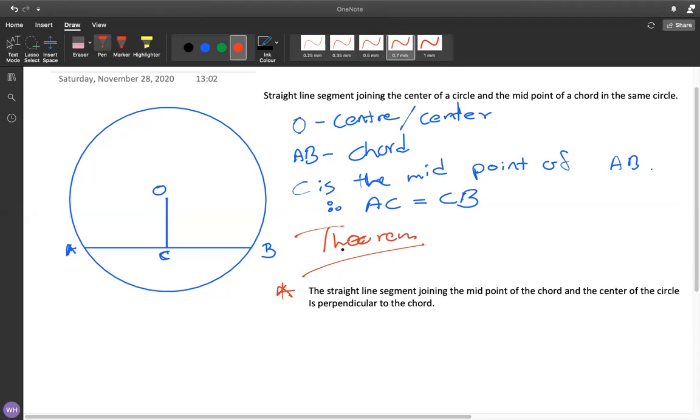Okay, after writing this, you may write this one. Therefore, the line OC is perpendicular to AB. So this is the theorem.